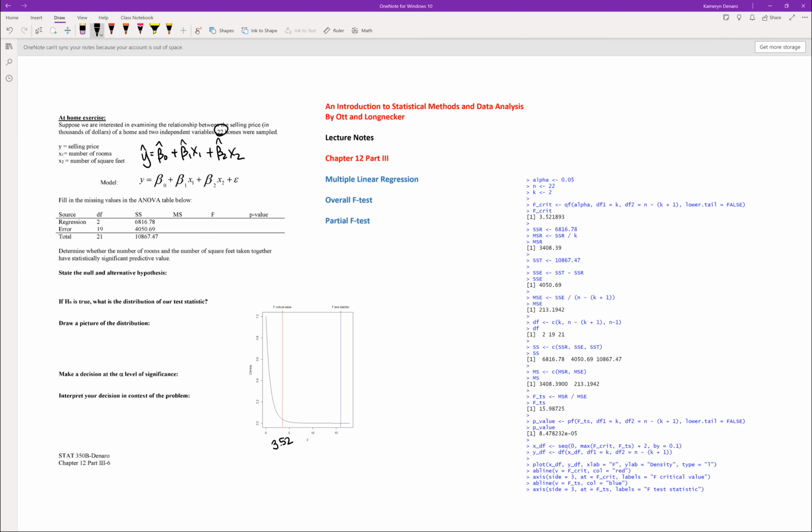We also want to find our test statistic and our p-value. First, we're going to find the mean square due to regression. We take our sum of squares due to regression and divide by our degrees of freedom due to regression. So our mean square due to regression in this case is 3408.39. Our mean squared error in this case is 213.1942. Our F test statistic is found by dividing the mean square due to regression by the mean squared error, and we get a value of 15.99.